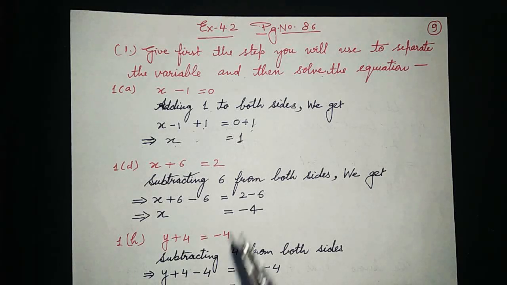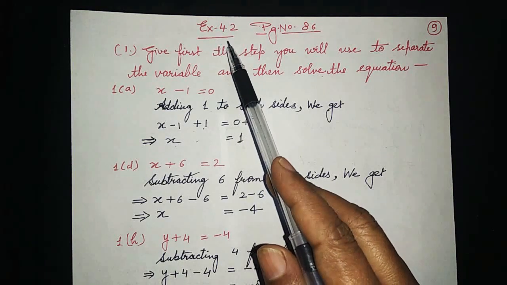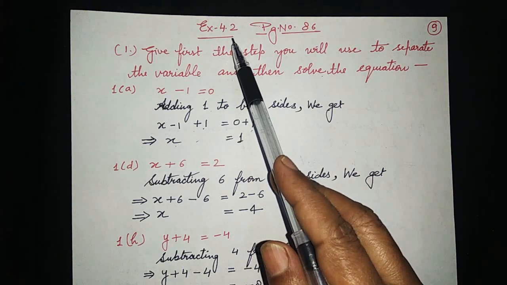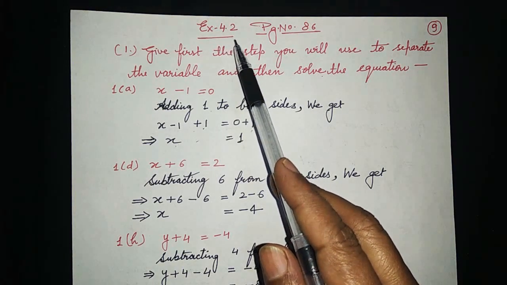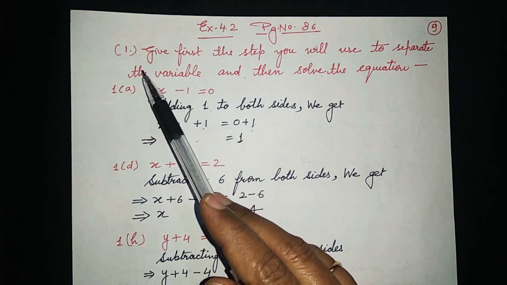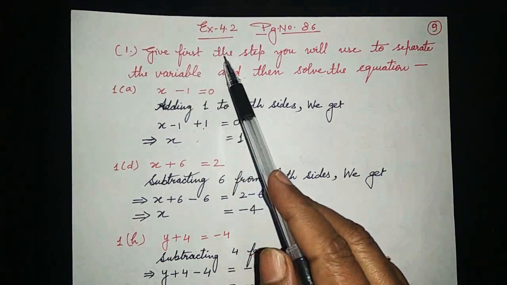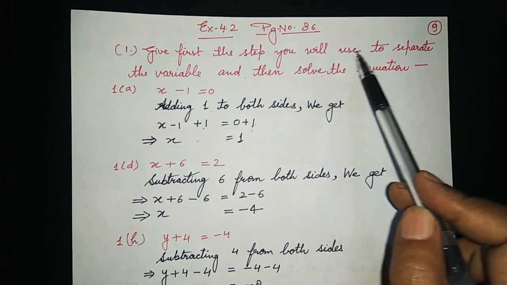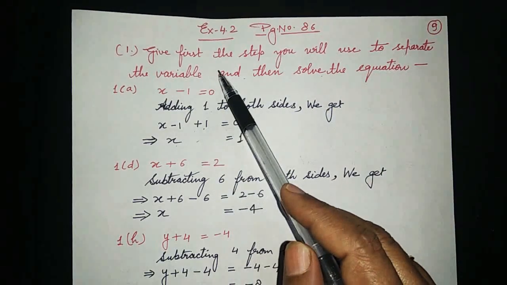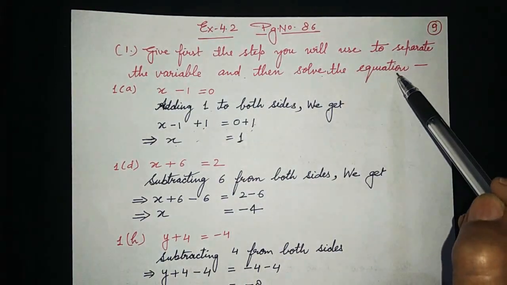Hello students, today we will solve exercise 4.2 of the simple equation chapter. Here you see the first question. First question is, give first the step you will use to separate the variable and then solve the equation.